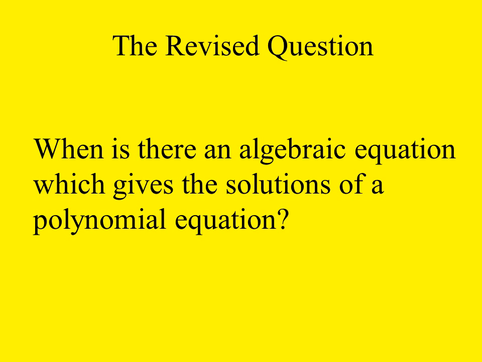The question that Abel did not solve is the one of our interest. When is there an algebraic equation which gives the solution of a polynomial equation? That is, what are the conditions on the coefficients of a polynomial which guarantee that the solutions to the resulting polynomial equation can be expressed in terms of the coefficients using addition, subtraction, multiplication, division, and extraction of roots? The solution to this question was given by an even more tragic figure than Abel, and one even younger at the time of his success.